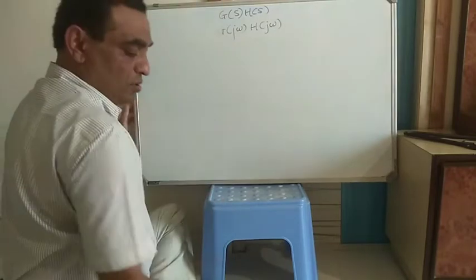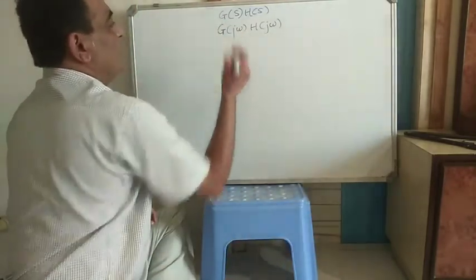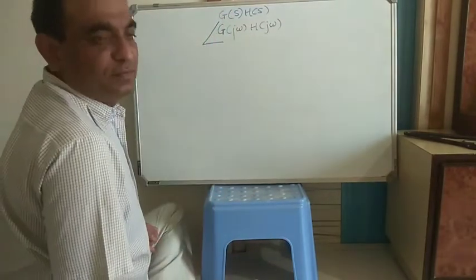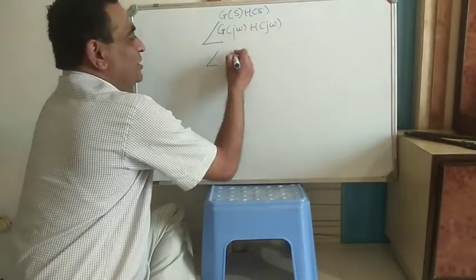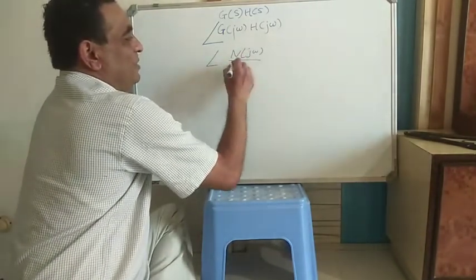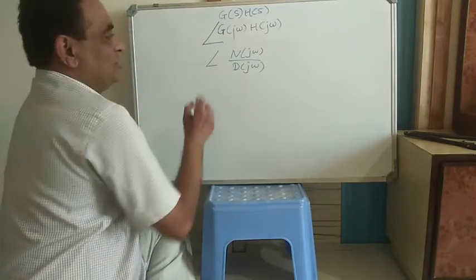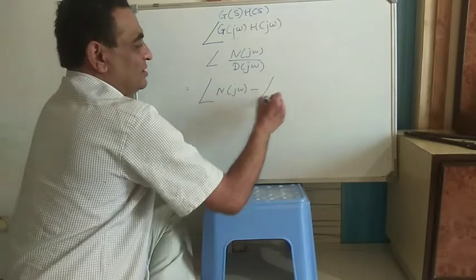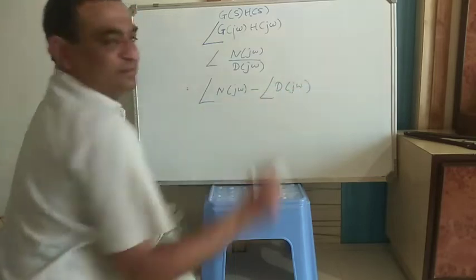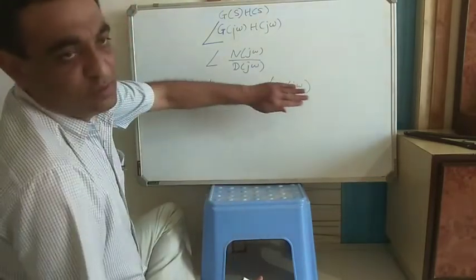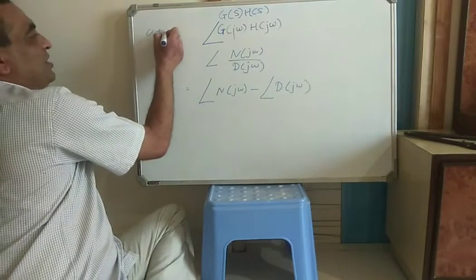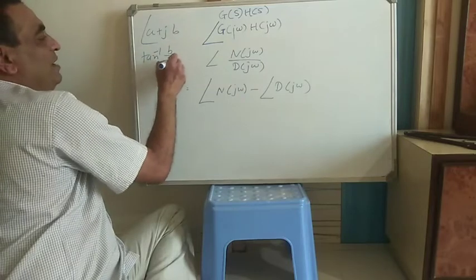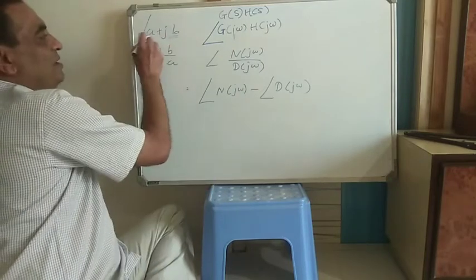So this is G(j omega)H(j omega). Now I need to find the phase of this. This is nothing but the numerator of j omega upon the denominator of j omega. This is the transfer function. So the phase is the phase of the numerator of j omega minus the phase of the denominator of j omega. Now these are all complex forms. If there is a plus jb, the phase of this is tan inverse of b by a, that is imaginary part by real part.